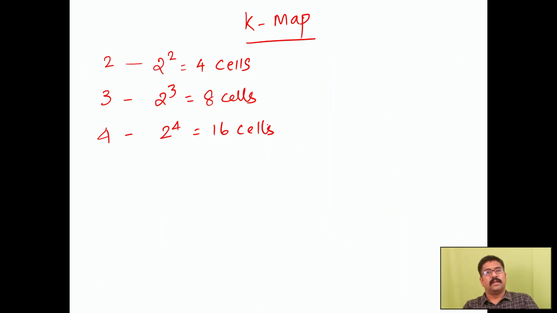So the K-map contains boxes, which we call cells. If we use a 2 variable K-map, the number of cells is 2 to the power of 2, equal to 4 cells. If you are using a 3 variable K-map, 2 power 3 equal to 8 cells. If you are using a 4 variable K-map, it is 2 power 4 equal to 16 cells. So this is the number of cells for a K-map.